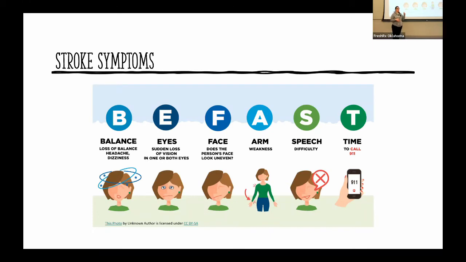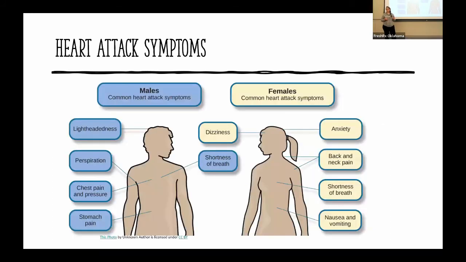Now let's talk about heart attacks. Symptoms for women and men are different. Let's start with the male ones. They start having lightheadedness and perspiration, they just start sweating like crazy. A very common one is also stomach pain. They think they are having acid reflux and you see them taking Tums like crazy. Yes, two, three, four Tums a day because they just feel something is weird in their stomach.